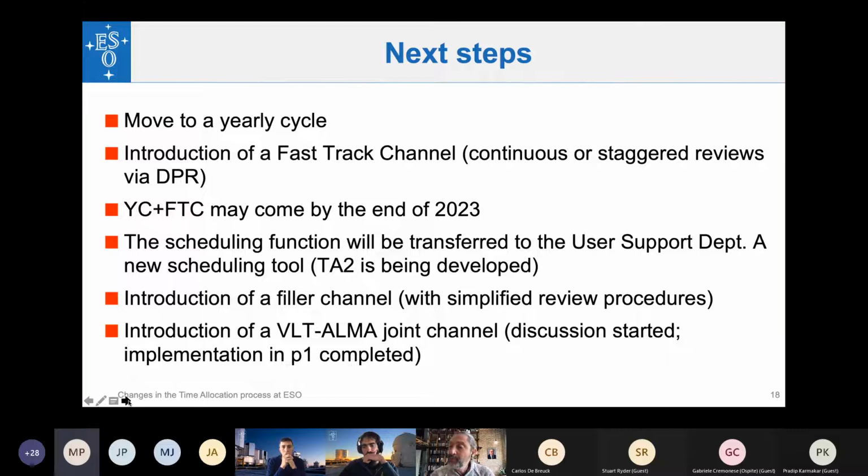Those proposals, when approved, will go into the queues exactly as now the C-rank programs go, which means with no priority. So you know that by submitting a proposal in that channel, chances that you get the time are very high, because we need proposals to fill in poor weather conditions. However, it will not be guaranteed that you get the data.